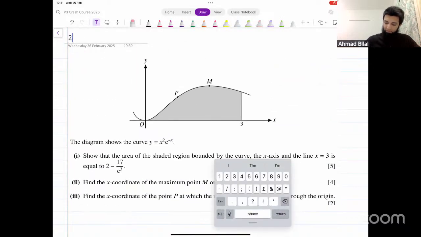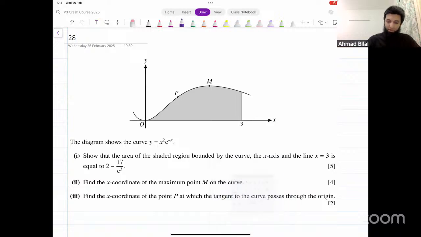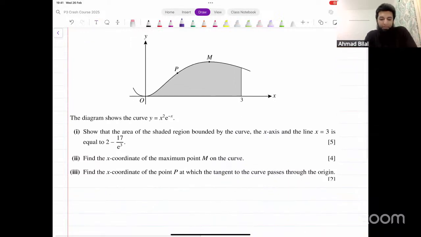All right, it says the diagram shows the curve y equals x squared into e raised to power minus x. Show that the area of the shaded region bounded by the curve, the x-axis, and the line x equals 3 is equal to this. Again, we need to find the shaded area. How do we do that? It's the area between the curve and x-axis. We know the formula for that. That's integration of y with respect to x, limits from 0 to 3 in this case.